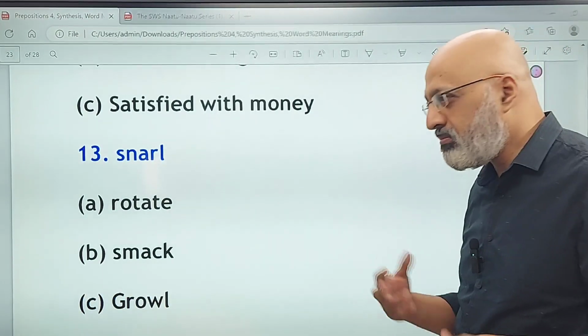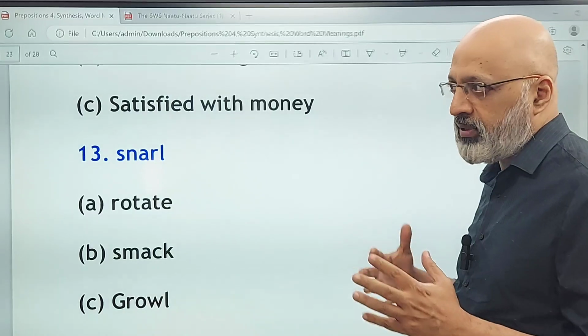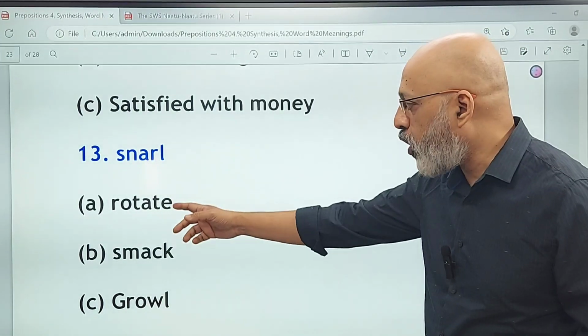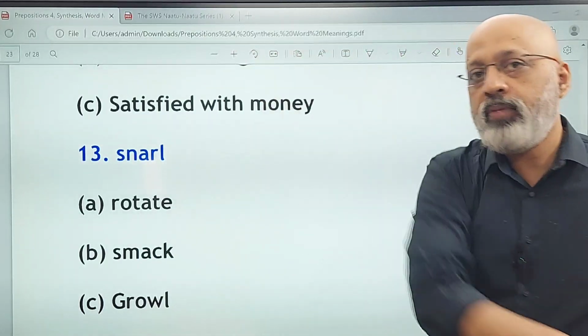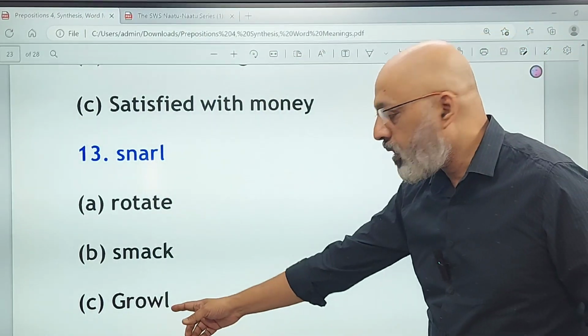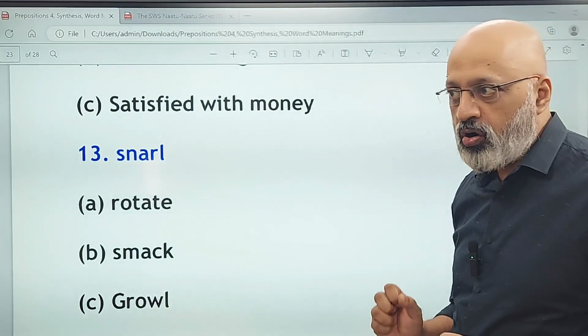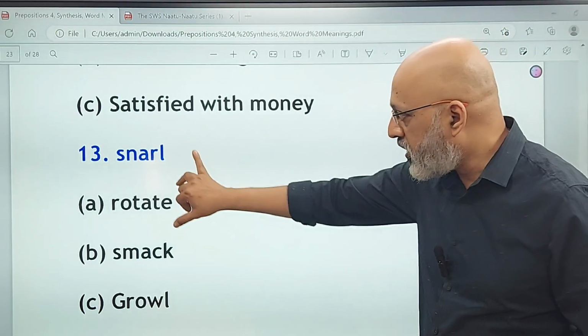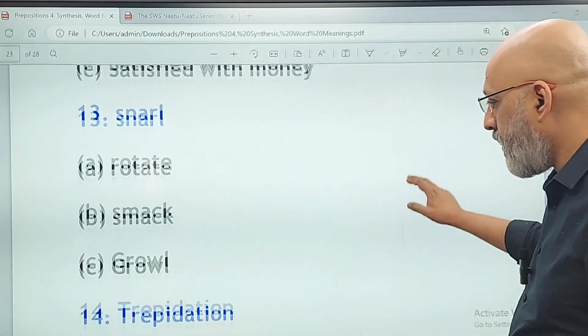Snarl, यानी कि you know someone who is kind of in a state of anger, and growl is the correct option. Not rotate, not smack. Smack का मतलब ऐसे मारना, smack. Okay, growl मतलब दहाड़ना, or when dogs are growling, they are snarling at each other. So these two are synonyms.